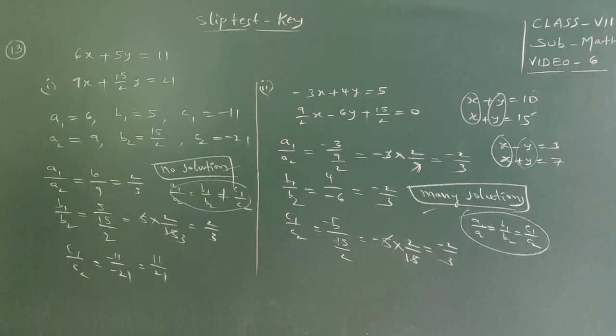The required answer is the second one. That is minus 3x plus 4y equal to 5, 9 by 2x minus 6y plus 15 by 2 equal to 0 is the required answer.